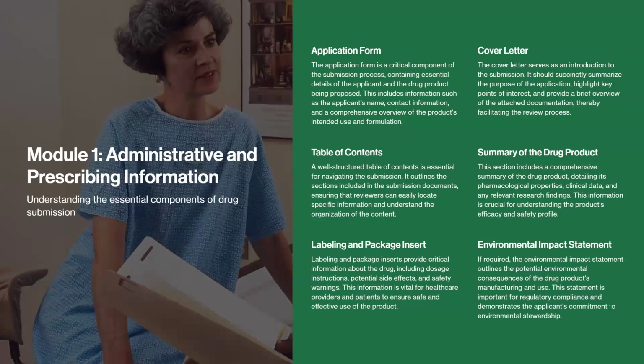Okay, the application form is a critical component of the submission process, containing essential details of the applicant and the drug product being proposed. This includes information such as the applicant's name, contact information, and a comprehensive overview of the product's intended use and formulation. For example, in the US, when you're submitting an application to the US FDA, you have to fill FDA Form 356h for application to market a new drug or biologics, FDA Form 1571 for IND submissions, and FDA Form 3674 for certification of compliance with the clinical trial database.